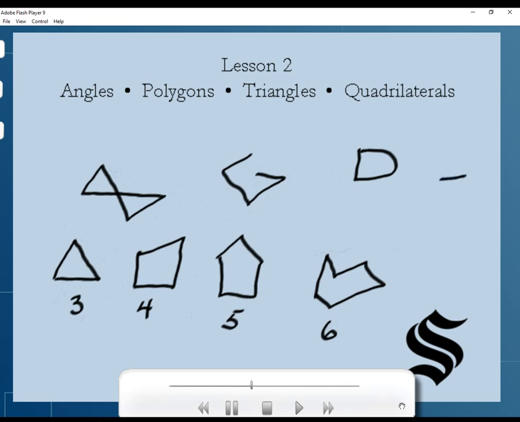If the shape has 7 sides, that's called a heptagon, H-E-P, heptagon. And then if it has 8 sides, that's called an octagon. And a good way to remember that one is an octopus has 8 legs. The word oct means 8.